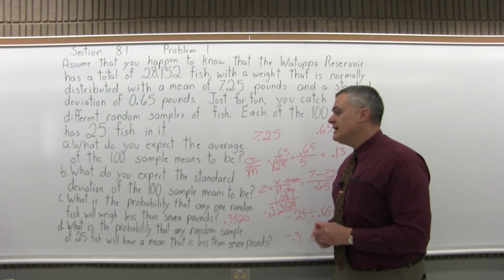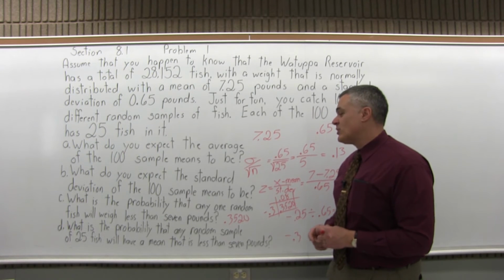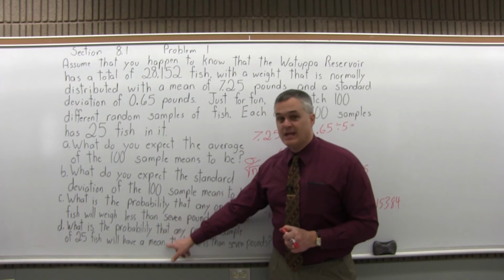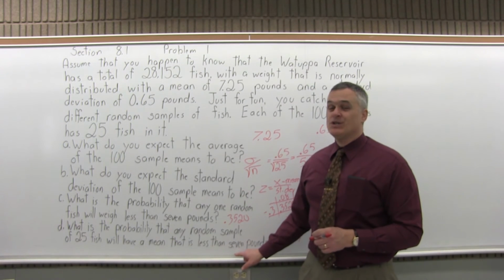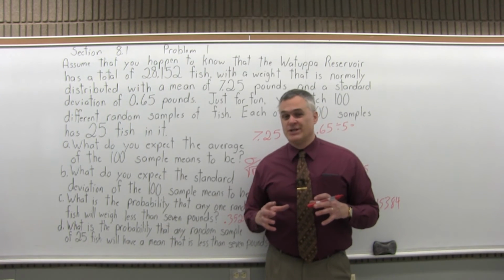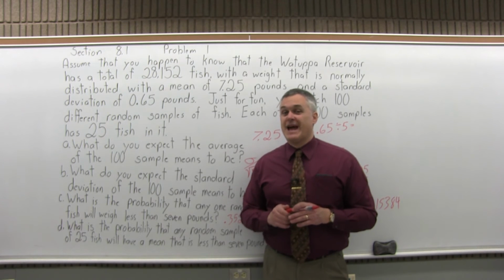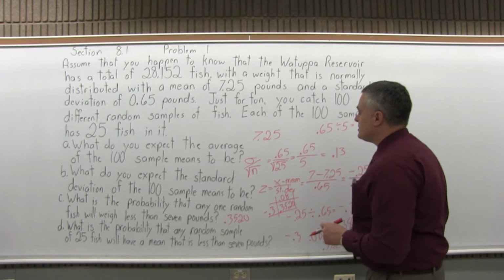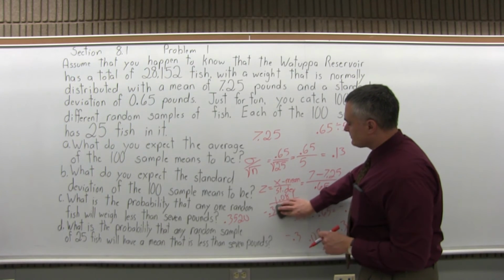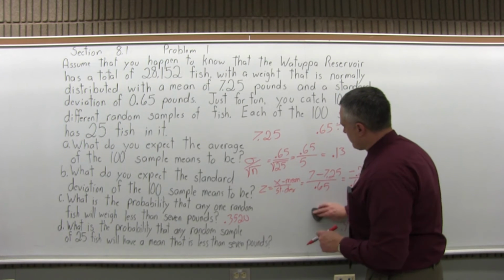Now for D, what is the probability that any random sample of 25 fish will have a mean or average value that is less than 7 pounds? So if you catch a whole group of fish and you find the average of that group of fish, what's the probability that the average comes out less than 7, not just one fish? So let me just make a little bit of room. Erase some of my work from part C.